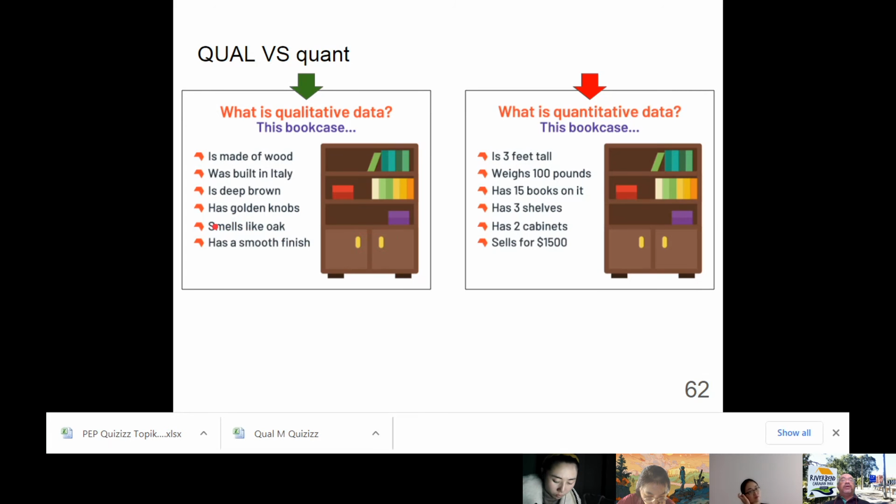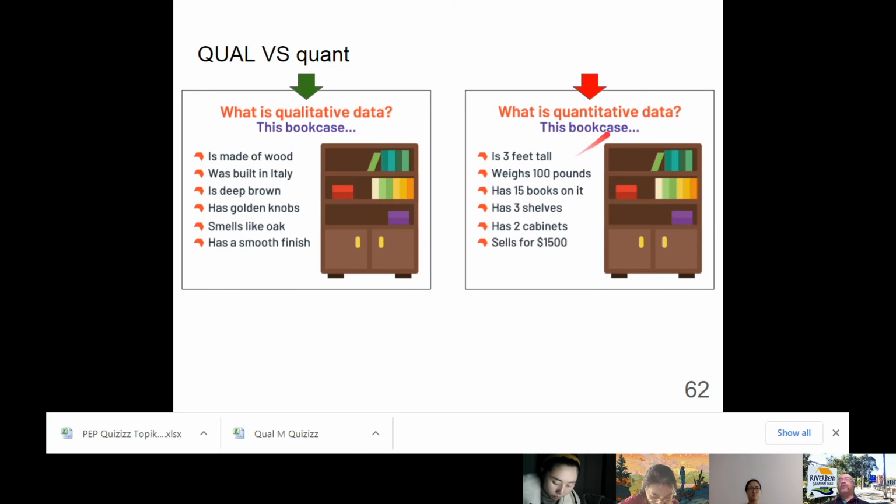And then finding number five, it smells like oak. So you cannot smell it here, but this is the description. If you look from a very close perspective, you can smell it, so the smell is like oak. And it has a smooth finish. So it is shiny. The bookcase is shiny because it has a smooth finish.